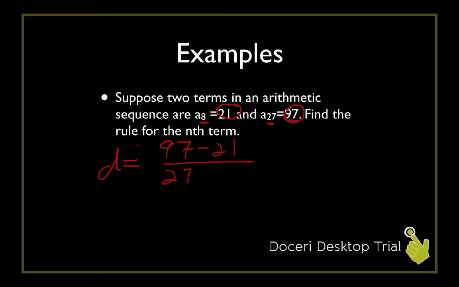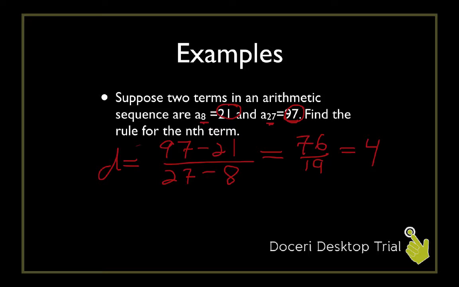So 27 minus 8. You might notice this looks a lot like the slope formula. That's because arithmetic sequences have linear behavior. Okay, so if we were to graph them, they would make a straight line. And so we can use the slope formula to find the common difference. And so this is definitely something you want in your notes. So this is going to be 76 divided by 19, which simplifies to be 4. So there's your common difference, it is 4.